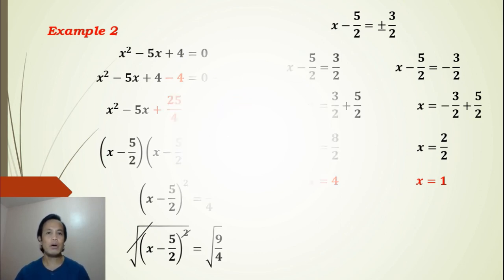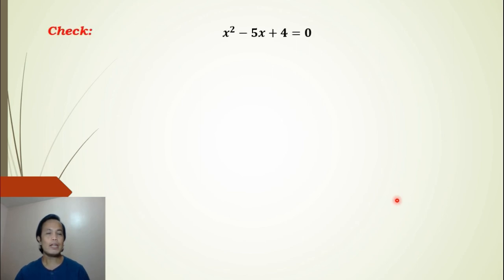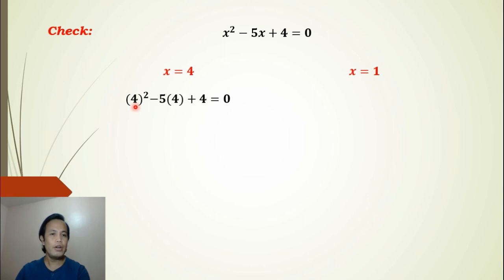Now let's proceed to our checking. We go back to our original equation and the values are 4 and 1. We substitute the first value, which is 4, to the equation. So we have 4 quantity raised to 2 minus 5 times 4 plus 4. So we change the values of x here with 4. So 4 squared is 16. Negative 5 times 4 is negative 20 plus 4 equals 0. So 16 minus 20 is negative 4 plus 4 is equal to 0.